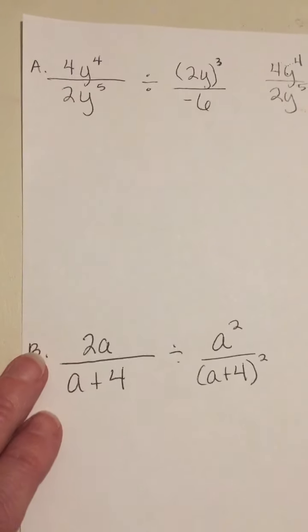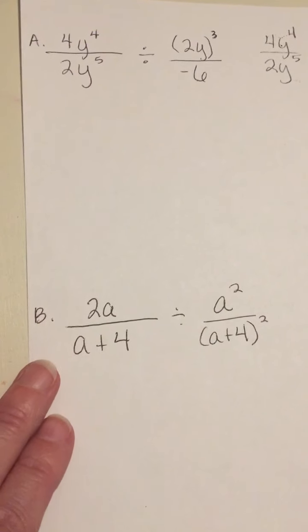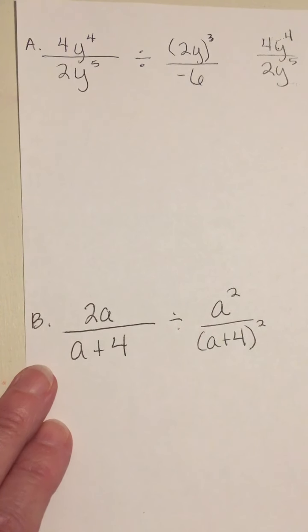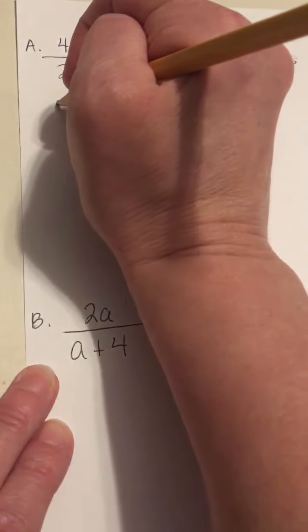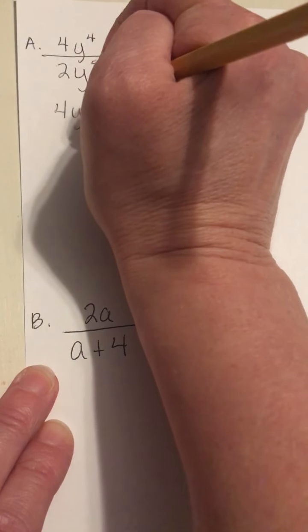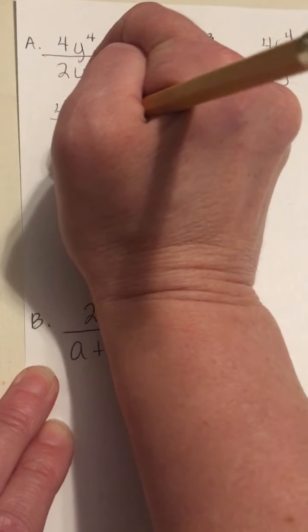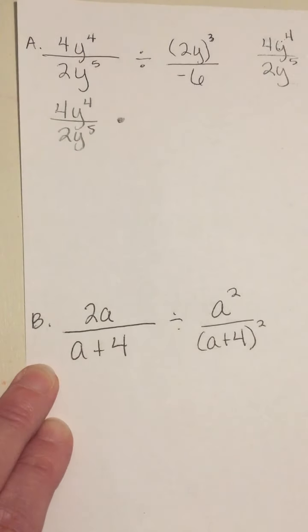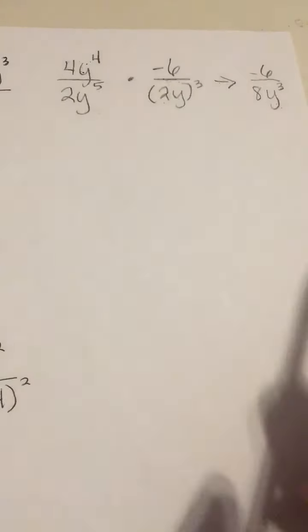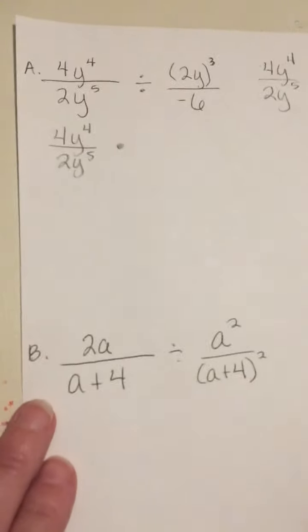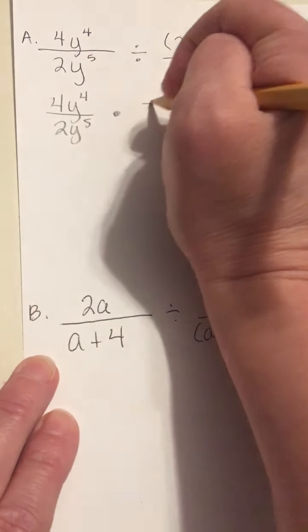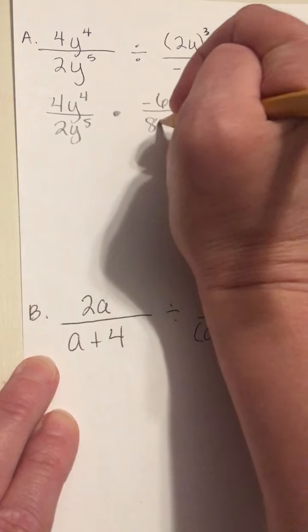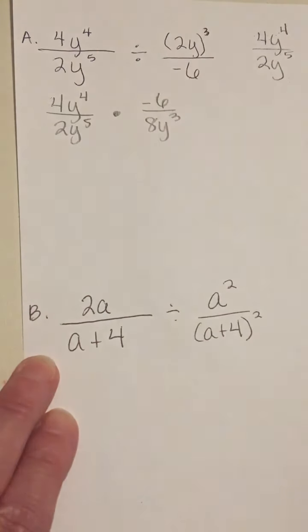So I'm going to come back over here. I know you can't see it, but you hopefully have that written down. So now we have 4y to the fourth power over 2y to the fifth. And remember, I changed it to a multiplication problem. And now I'm just going to bring down what I have right here. So I have negative 6 over 8y to the third.